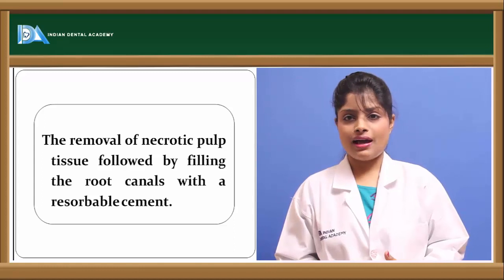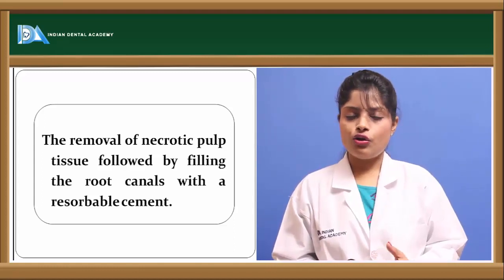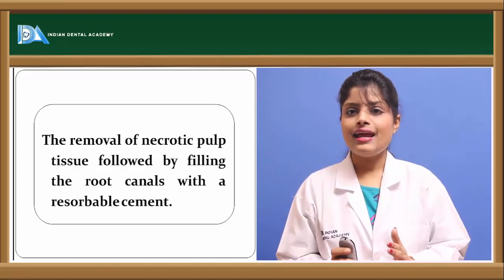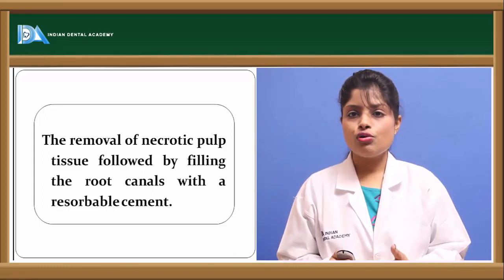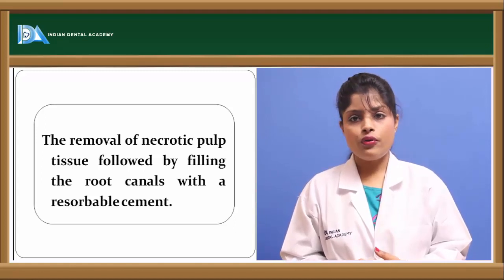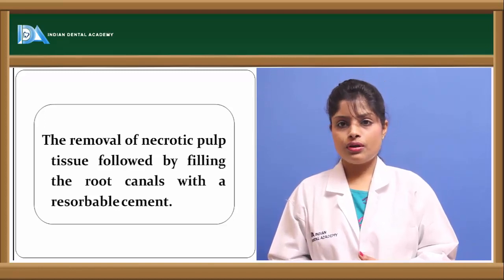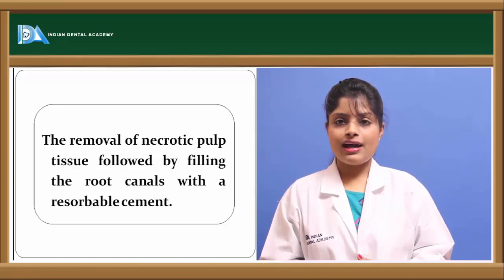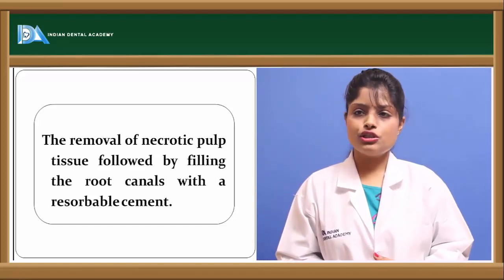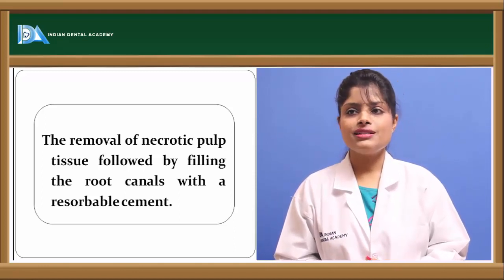It is preceded by removal of the roof of the pulpal cavity, followed by the contents of the pulpal cavity in order to gain access to the radicular portion of the tooth, which is debrided and further filled by a suitable obturating material. So, pulpectomy can be defined as the removal of necrotic pulp tissue and filling it by a resorbable cement or a material.